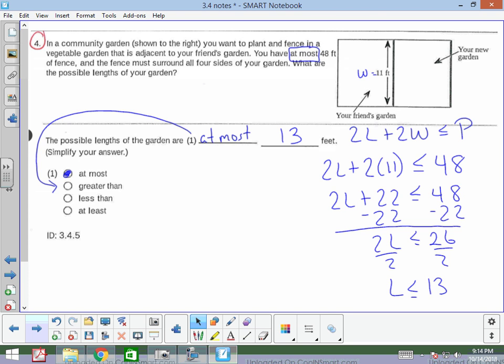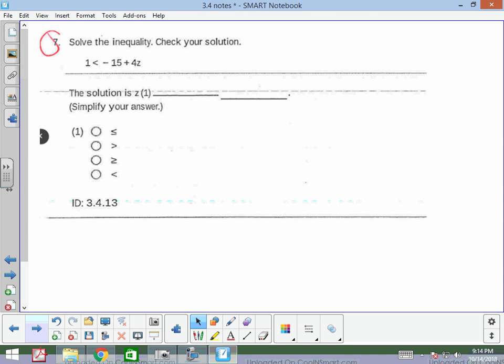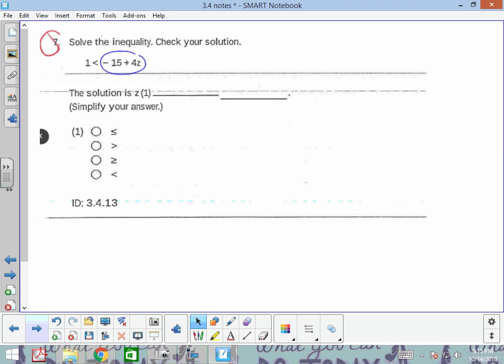All right. Number 5 and 6 are similar to ones we've already done. So look at number 7. Again, I'm going to go ahead and just switch these around so that my variable term is on the left.